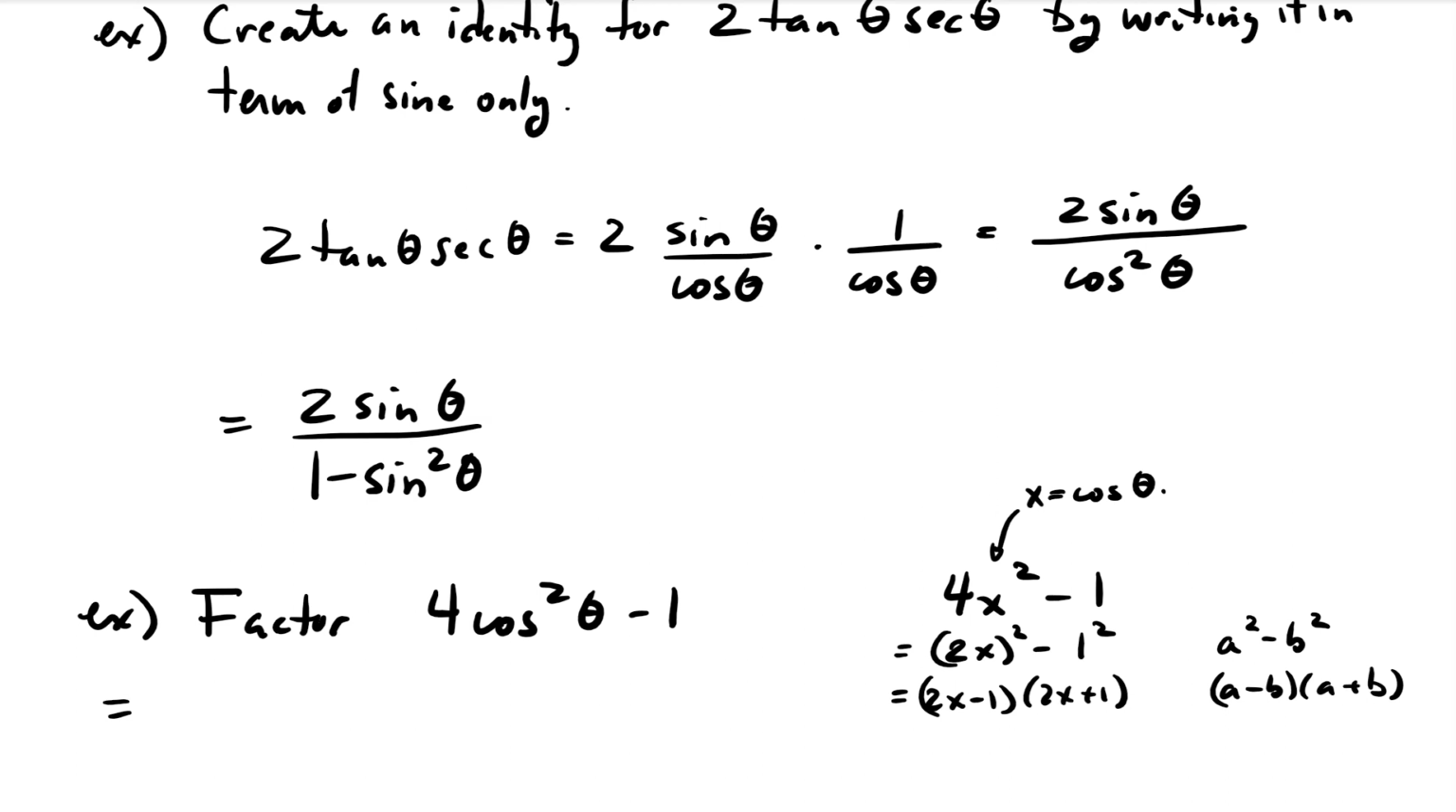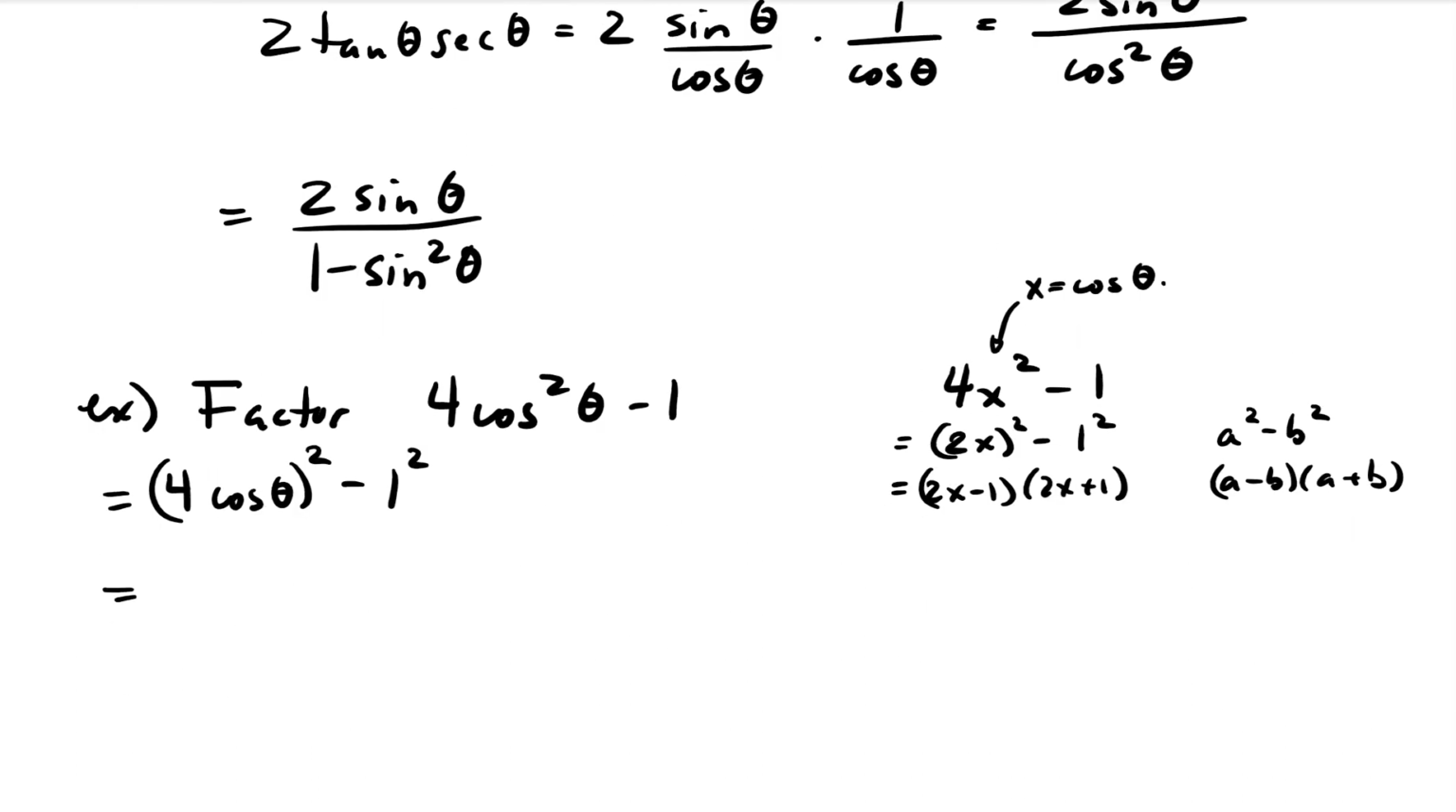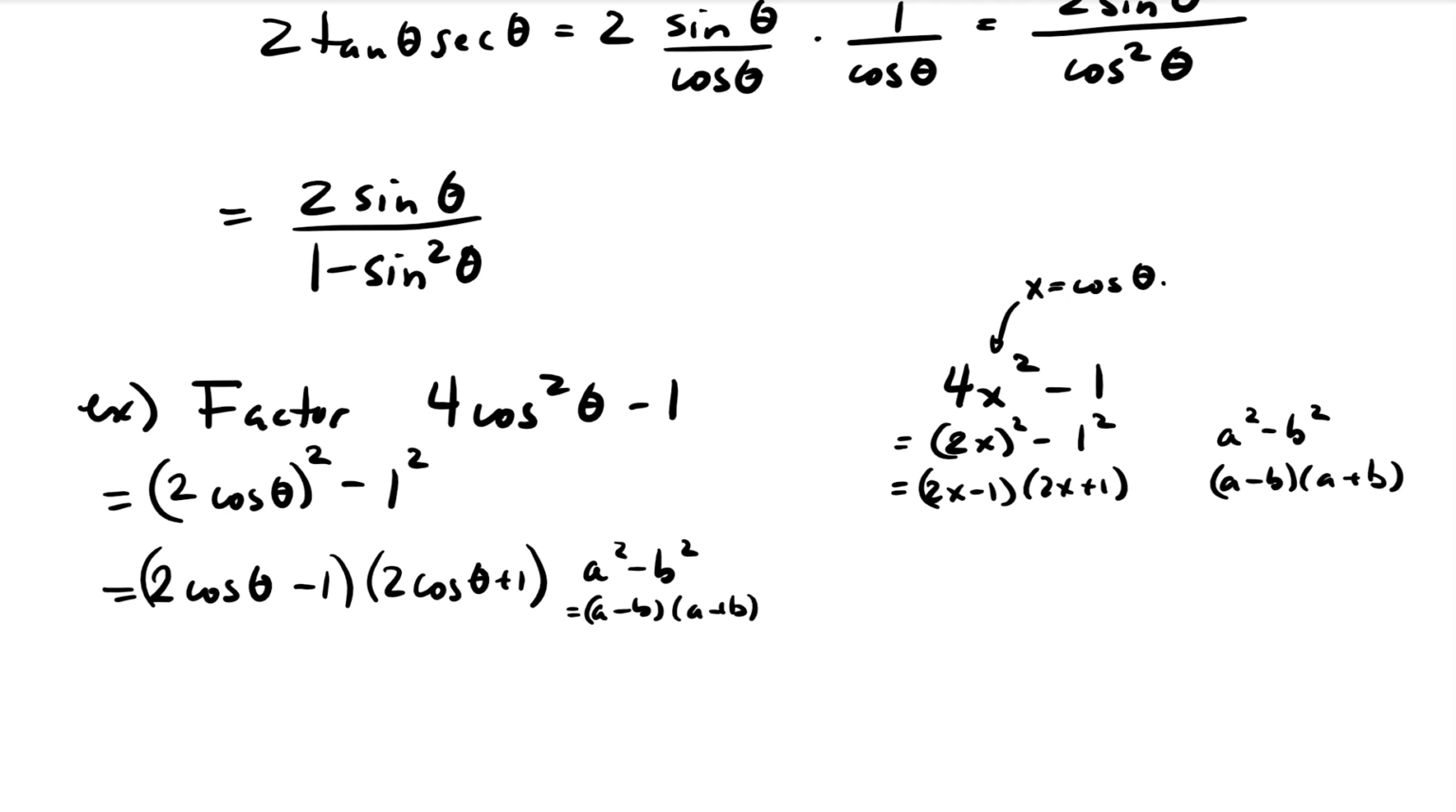So 4 cos squared minus 1, that's 4 cos theta squared minus 1 squared. And this is of the form a squared minus b squared. So this is going to be eventually a minus b, a plus b. So I do that here. So, I made a mistake. This is not 4. This is going to be 2 cos theta squared, right? Because as you square 2, you get 4. So this is going to be 2 cos theta minus 1, a minus b, times a plus b.